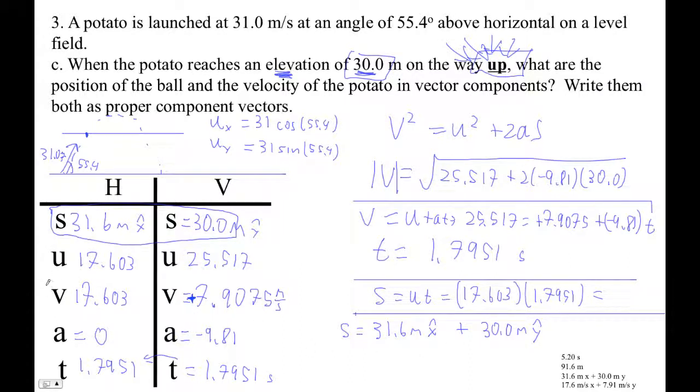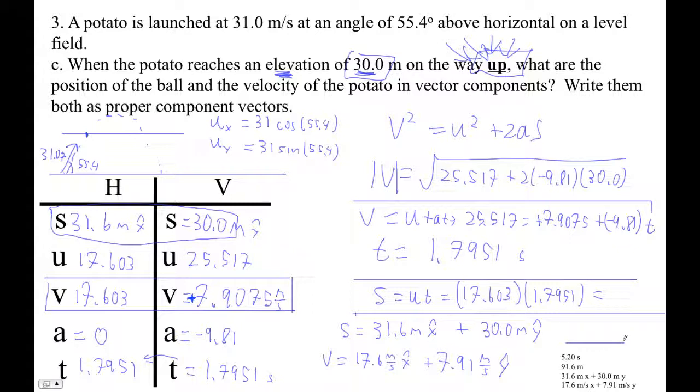So what is our velocity at that point? Look at you guys, you're so smart. You're doing this. Okay, my velocity at that point is 17.6 meters per second in the x direction and only 7.91 meters per second in the y direction. So if you drew a picture of it, it'd be over a lot, up a little bit. That would be the velocity.